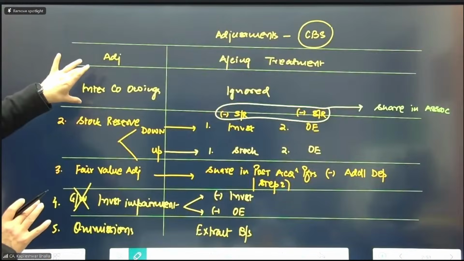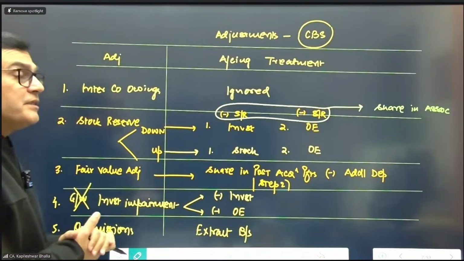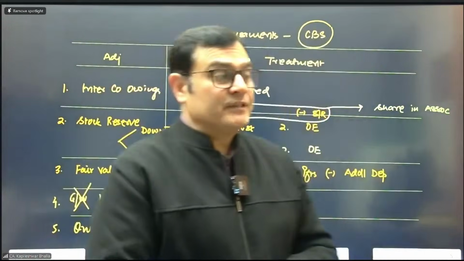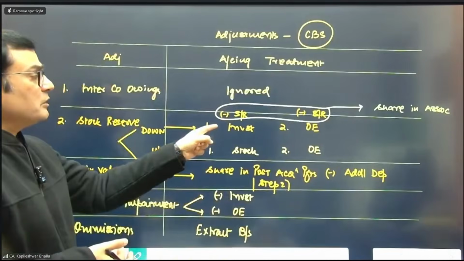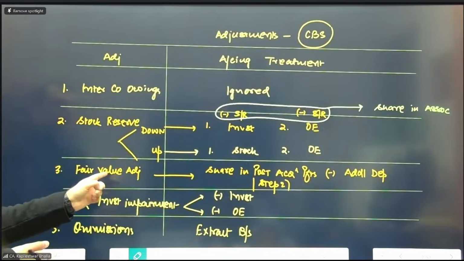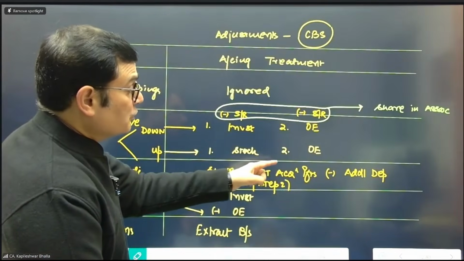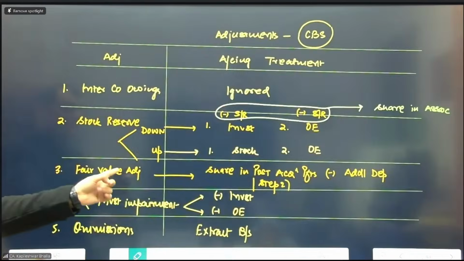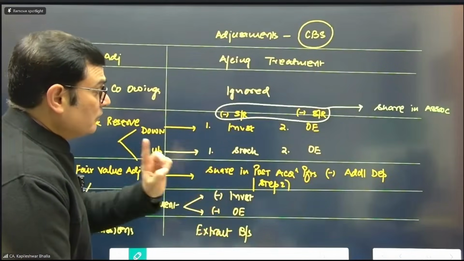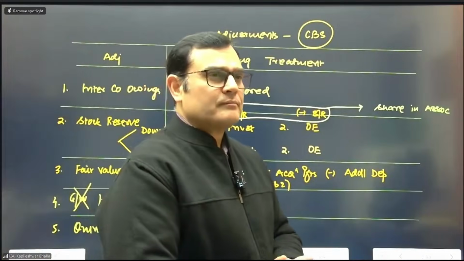If there is any intercompany owing, simply ignore it. If there is a stock reserve, it depends whether it's down or up. So other equity reduction is common. If it is downstream, you reduce the investment, and if it is upstream, you reduce the stock. In terms of fair value adjustments, remember to reduce the additional depreciation when you take the share in post-acquisition profits. Investment impairment will be there, not goodwill impairment, reducing investment and other equity. And if there are any omissions, extract balance sheet.